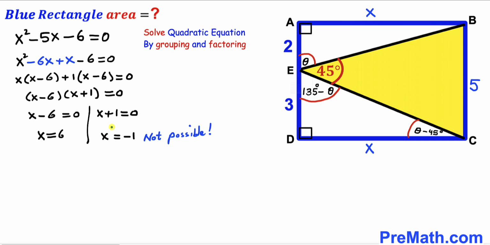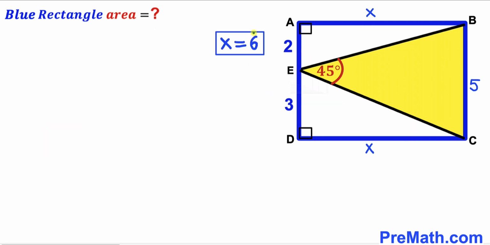And here we can see x has a negative value, and that is not possible since x represents the side length. So therefore we are going to reject this x equal to negative 1 value, and we are going to accept x equal to positive 6. So thus our x value turns out to be 6 units. So that means this side is 6 and this side is 6 as well.